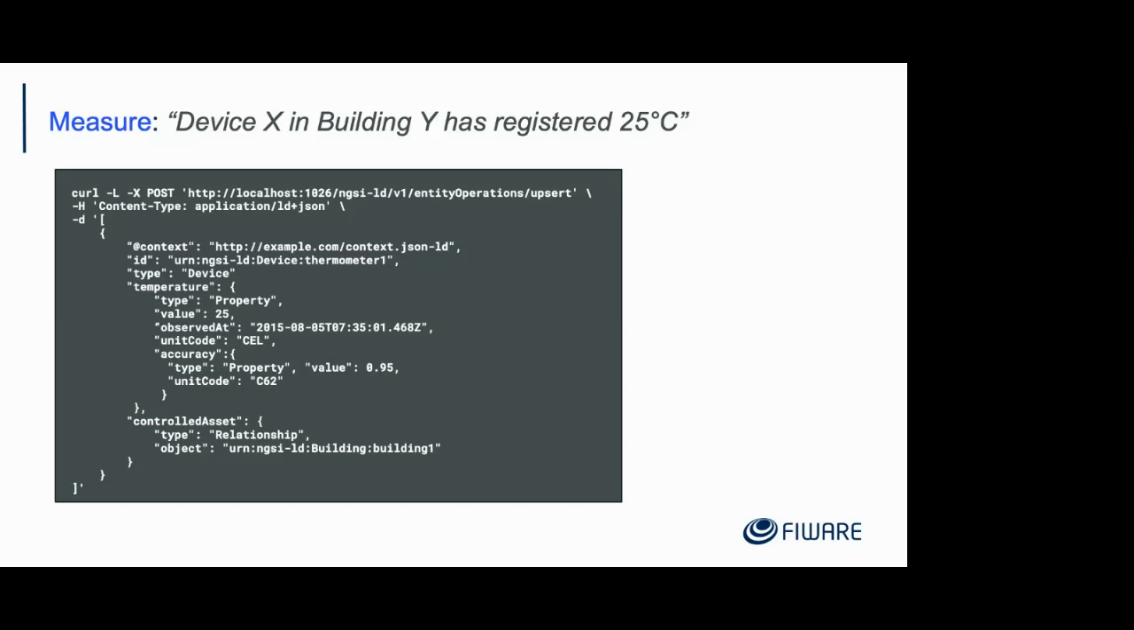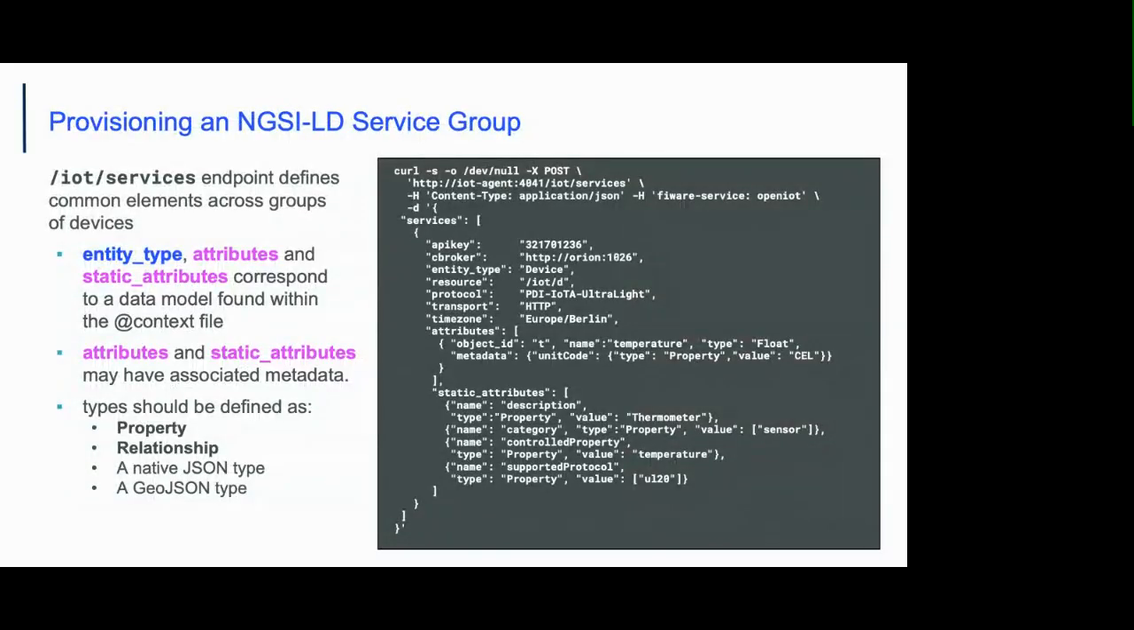So that's what's actually happening under the hood. We can look at some code if necessary later, but how do we actually deal with that within the device? Well, there are two parts. There's a service group and a device. Service group has got things which are common across lots of devices.